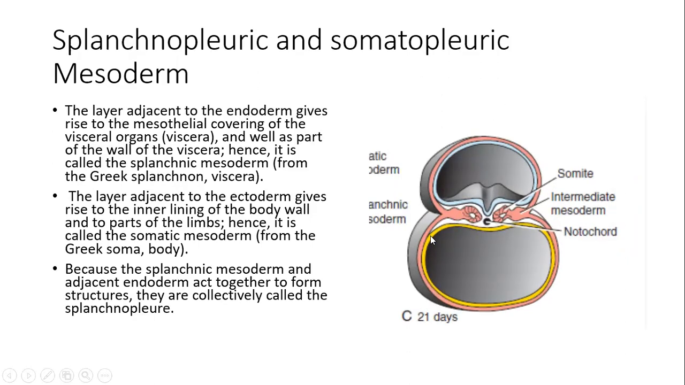The ventral layer, which is associated with the endoderm, is known as splanchnic mesoderm. It will form the mesothelial covering of all the visceral organs. And the layer adjacent to the ectoderm will give rise to the inner lining of the body wall and to parts of the limbs. Hence it is known as somatic or somatopleuric mesoderm. Because the splanchnic mesoderm and adjacent endoderm act together, they will form splanchnopleure.